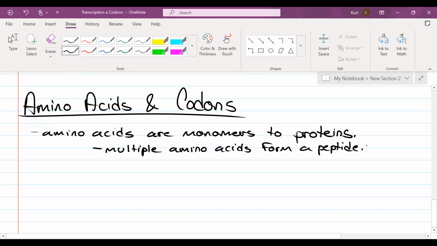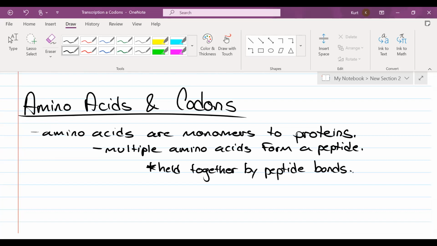What type of bonds hold a peptide together? Jasmine? Peptide bonds. Held together by peptide bonds. Here's another question from Unit 1 of your semester review. How do you form peptide bonds? How do you get one amino acid and another amino acid to link together?